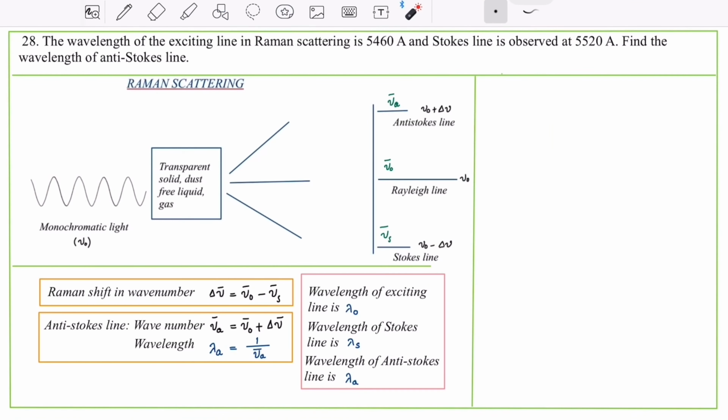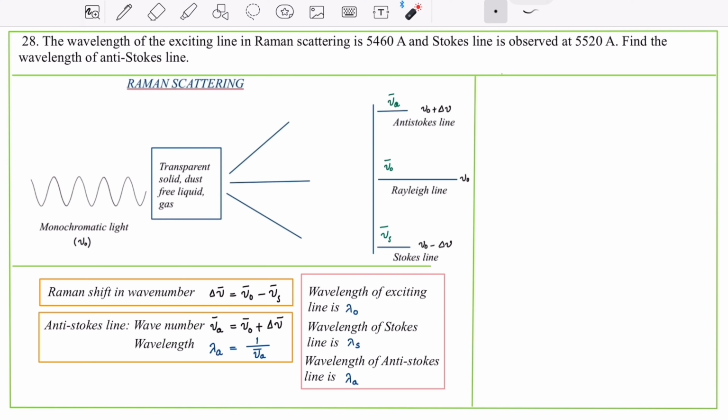The next question is the wavelength of the exciting line in Raman scattering is 5460 angstrom and Stokes line is observed at 5520 angstrom. Find the wavelength of anti-Stokes line. In the present problem, the wavelength of the exciting line is given. The wavelength of the Stokes line is also given. From this data, we have to find out the wavelength of anti-Stokes line.